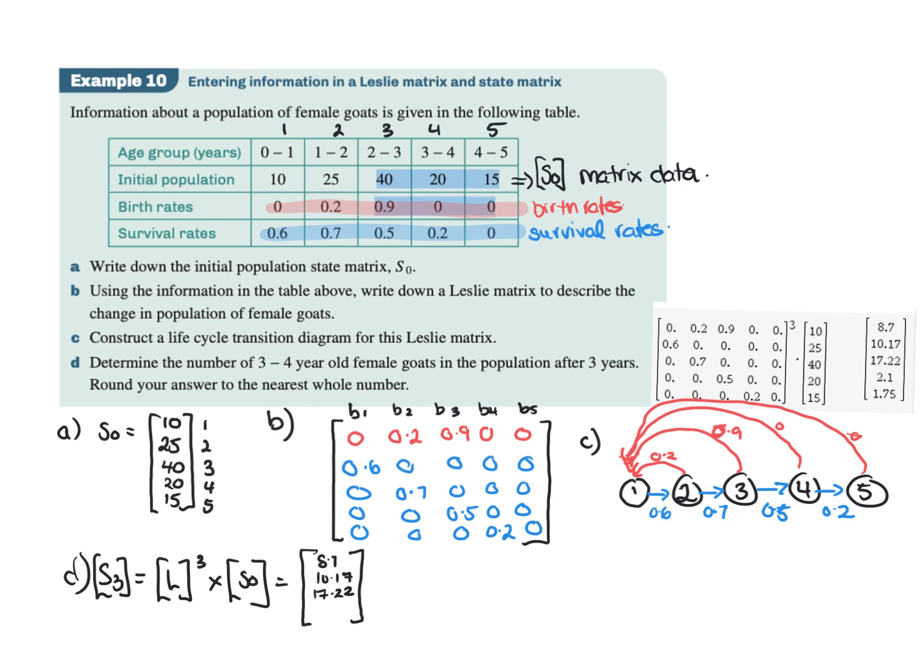No, sorry. After 3 years, so just 1, 2, 3, 3 cycles, that's okay. 2.1 and 1.75. Yeah? So they only wanted in the question, what did they want? The 3 to 4 year olds, which was my fourth group. 1, 2, 3, 4. So here it says round your answer to the nearest whole number. So how many goats were in that age group after 3 years? 2. We're going to say 2 goats. Sorry, that does say 2.1.